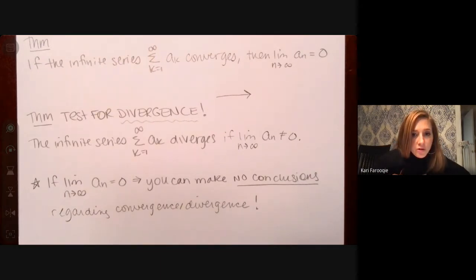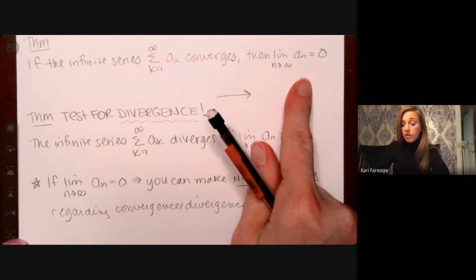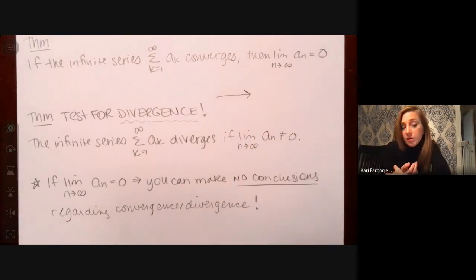If the series converges, the limit's 0. The series will diverge if the limit's not equal to 0. However, if the limit is equal to 0, maybe it converges, maybe it diverges. We don't know. We can't say. We need to apply another test. So that's the way you're going to use this test. You're going to take the limit. If it's not equal to 0, you're going to make a conclusion that your series diverges. If the limit is 0, try another test.